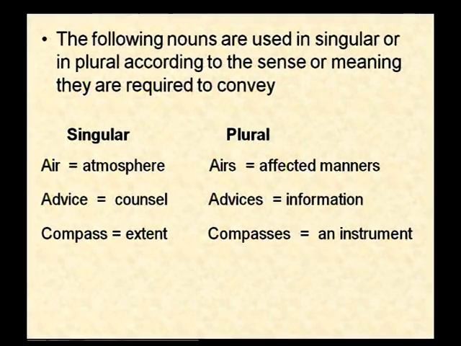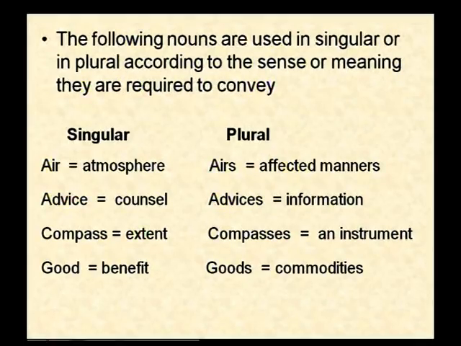Similarly, look at the third example. Compass. It's an extent. And compasses is a pair. When we use it for mathematics, geometry, you use compasses. So compasses is an instrument to measure the circumferences, right? So it is an instrument. The next one is good. It's a benefit. But when you put it in plural, it becomes commodities, goods. The goods are carried by the truck. Goods or good. Good means it's a benefit. Goods means commodities.